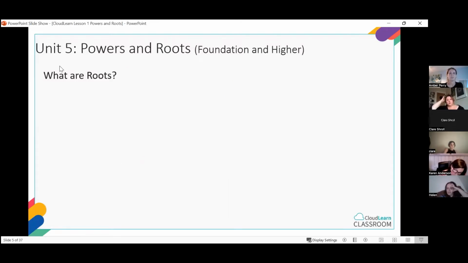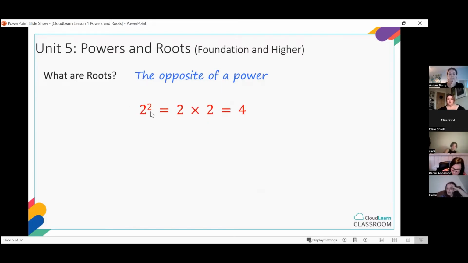So that's powers. Let's just quickly talk about what are roots. A root is simply the opposite of a power. So for example, if we know that 2 to the power of 2, which is 2 squared, is 2 times 2, is 4, then the opposite of that, the square root of 4, is 2.